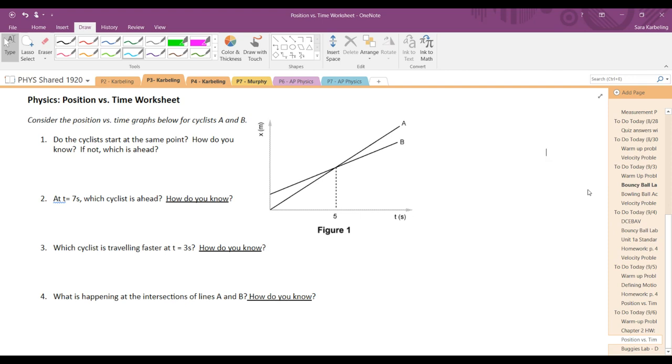Okay, so the question was, do the cyclists start at the same point? How do you know? If not, which is ahead? So we said no because B starts higher on the graph for the meter value. So go ahead and point at the graph so we can understand. Is that making sense to you guys? Yeah, so it's further up when time equals 0. And because it's further up when time equals 0, it means that it's ahead.